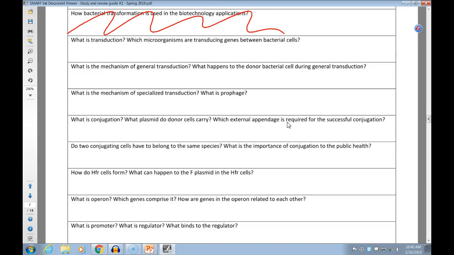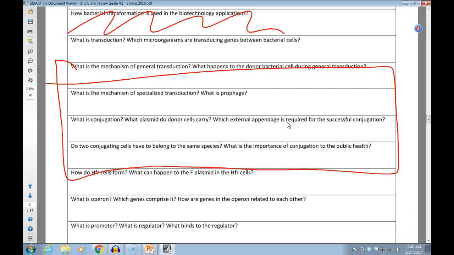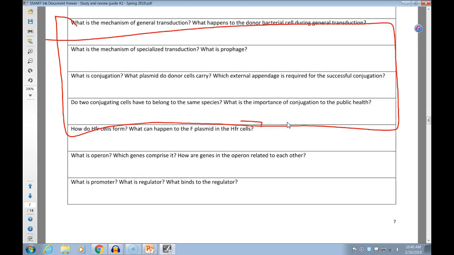In Hfr, I'm skipping this because this is basically a description. So if you answer those questions, the detailed description. Transformation is obtaining free DNA from the environment. Transduction is carried out by bacteriophages. And conjugation is exchange of fertility plasmid between two live bacterial cells. In Hfr cells, the fertility plasmid can incorporate itself into the chromosome and go back.